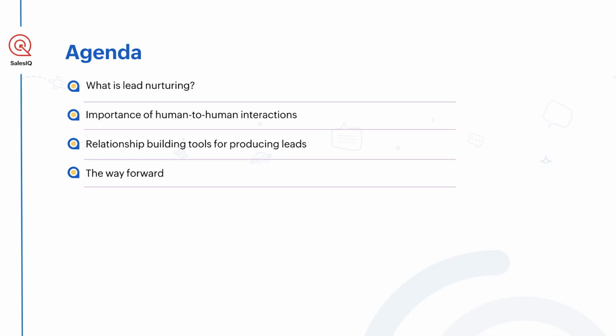So here's a quick look at today's agenda on how we will be taking the session forward. We will be starting with a quick introduction on lead nurturing, followed by tips to add a human touch to it.